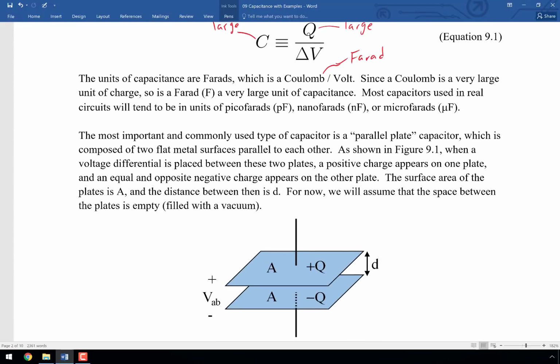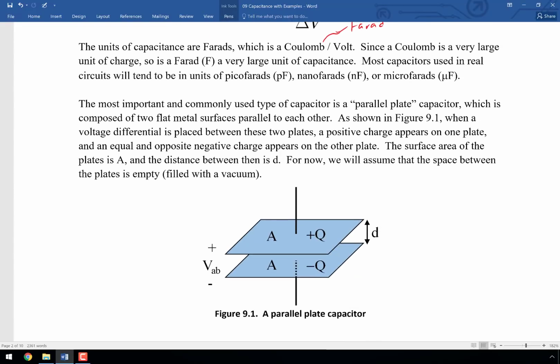Now, the most important and commonly used type of capacitor is a parallel plate capacitor, which is, as you can see in figure 9.1, composed of two flat metal surfaces that are parallel to each other, and there's an electrical lead connecting the two of them. When a voltage differential is placed between these two plates, which might, for example, be if we attach the bottom plate to ground, and maybe we have a voltage supply over here, plus to minus, and then that's going to come in and connect to the top plate.